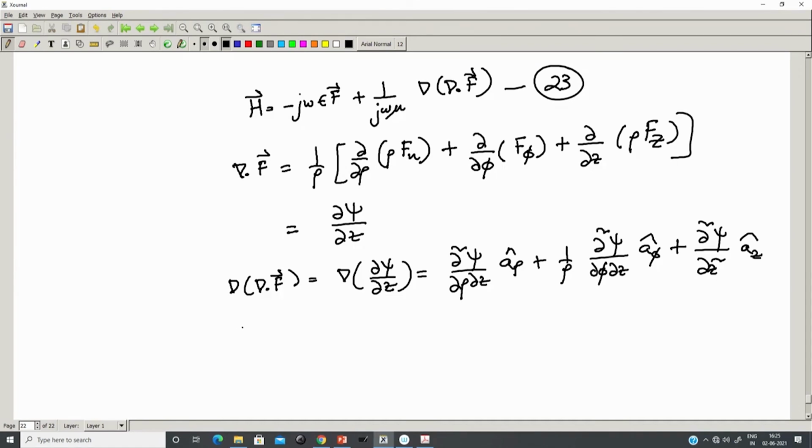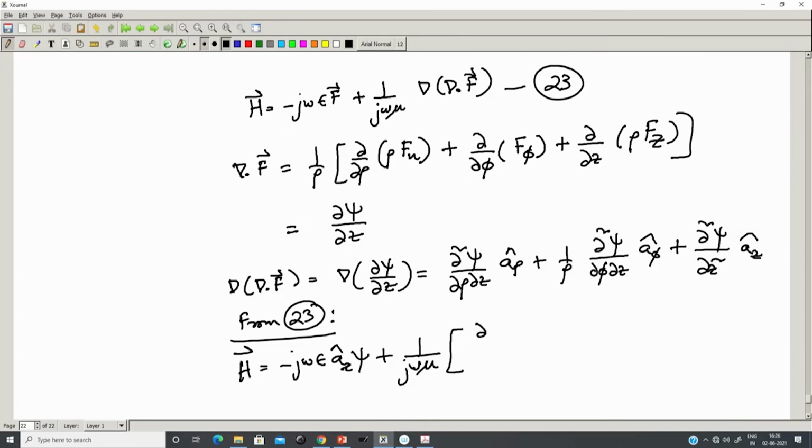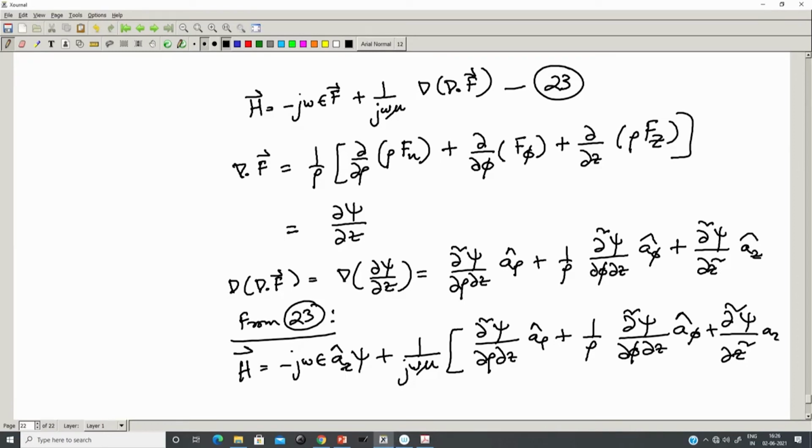So, now from 23 we can compute H as minus j omega epsilon a z psi plus 1 by j omega mu times del square psi del rho del z a rho plus 1 by rho del square psi del phi del z a phi plus del square psi del z square a z.